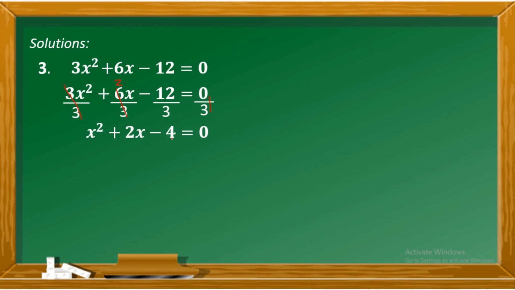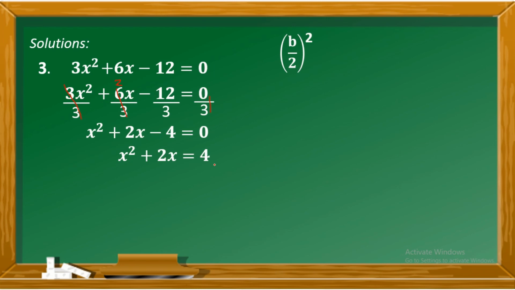Yung negative 4, we will transpose this to the right. Magiging ganyan na siya. Magiging positive 4. So, okay na. Yung nasa kaliwa, x squared plus bx na lang. Yung kanan, yung c, nandun na siya. So, gagawin na natin to.